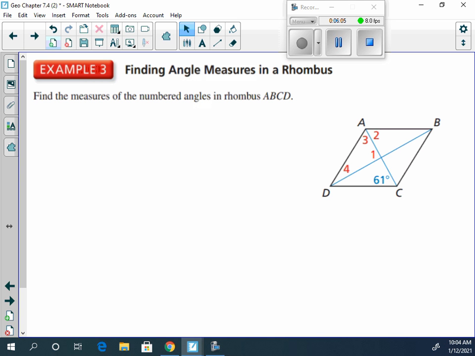So what's the measure of angle 1? Anybody know what the measure of angle 1 is going to be?